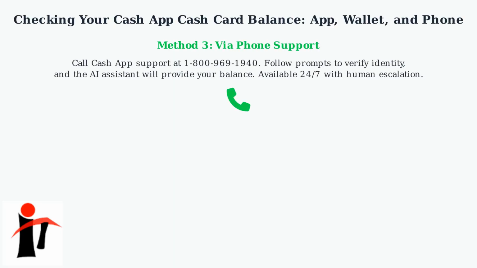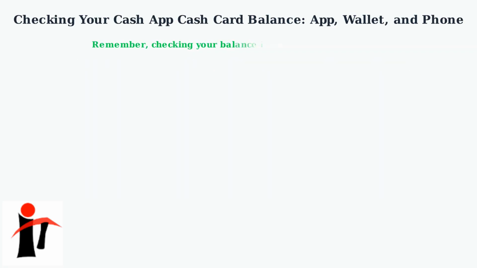The third method is by calling Cash App support. Call 1-800-969-1940 in the US. Follow the prompts to verify your identity using account details or two-factor authentication. The AI assistant can recite your balance aloud or send it via SMS. Support is available 24/7. Remember, checking your balance is free across all methods, though data usage or ATM fees may apply separately.